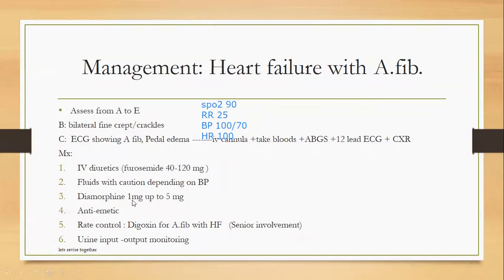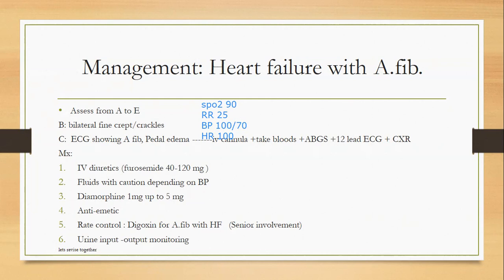Give the fluid, talk about IV diuretic right now, and then you can move to your D part and your E part. At the end, when you are summarizing the whole management, you can talk about all these things together. Urine input output monitoring you can mention in C part as well. When you have finished your A to E, then you can mention rate control, senior involvement, giving diamorphine, and antiemetic if the patient is feeling nauseous.